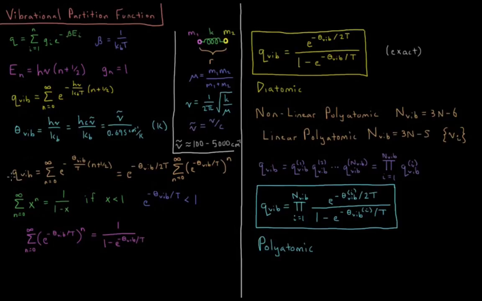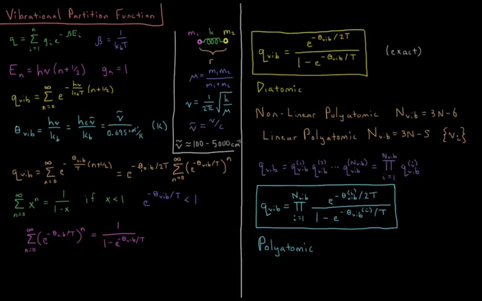All right, so substituting that in, our vibrational partition function is equal to the sum from n equals 0 to infinity of e to the minus theta vib over T times n plus 1/2. So we can factor this out. This 1/2 here is going to be minus theta vib over 2T. So that's a factor that's going to be in every single term here, and it's constant. So we can factor that out because e to the a times e to the b is e to the a plus b.